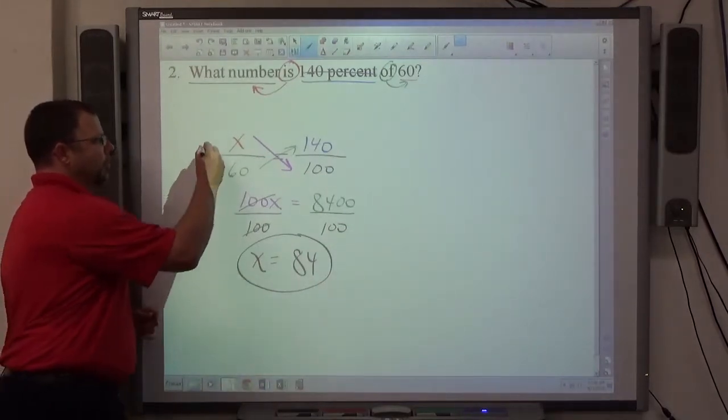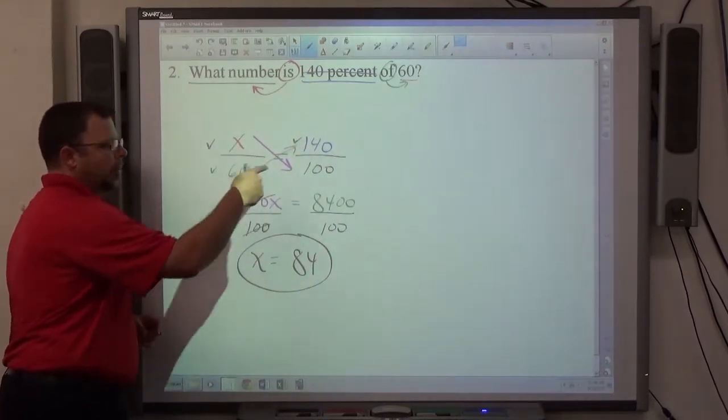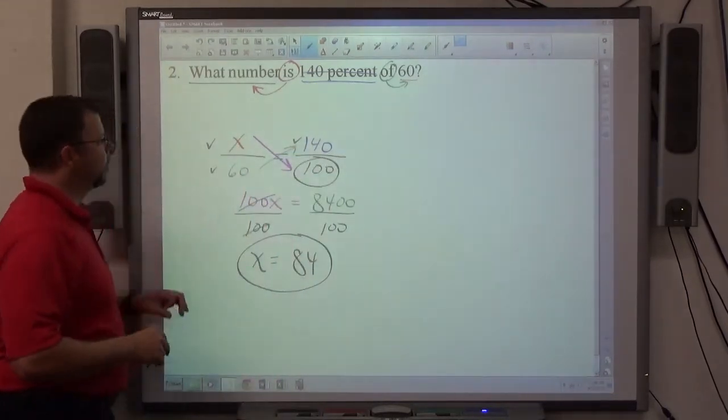So first two problems, both use percent proportion. Again, there's three pieces, piece 1, piece 2, piece 3. You're always given 2 and looking for the third. This is always 100, so make sure that you set that up properly.